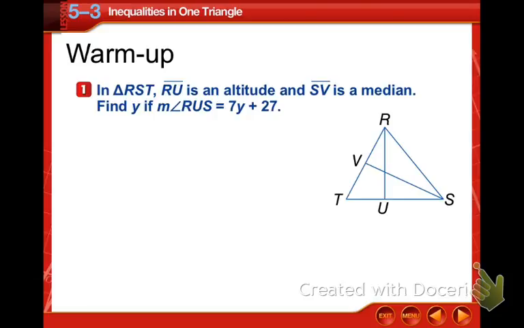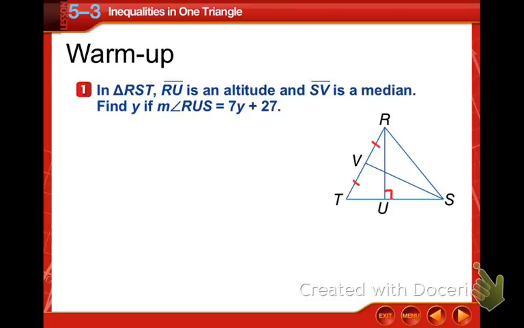So, first thing, RU is an altitude, which means that it goes from the vertex to the opposite side, perpendicular to that side. This is a 90-degree angle. SV is a median, which means that it goes from S at the vertex to V, which is a midpoint of the side RT.